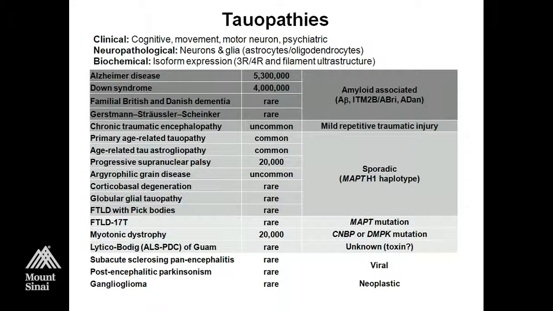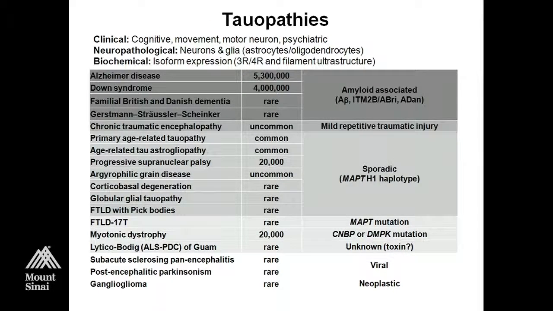In addition, the filaments themselves can have different ultrastructure. You can have tangles that form paired helical filaments, which is the classic form that you see in Alzheimer's disease. You can also see straight tubules and twisted ribbons and all sorts of other things in other tauopathies.